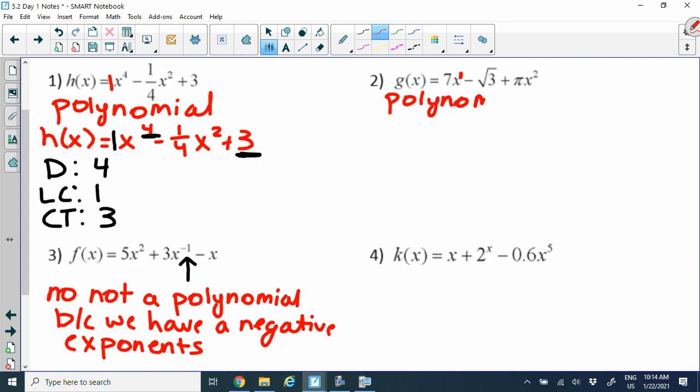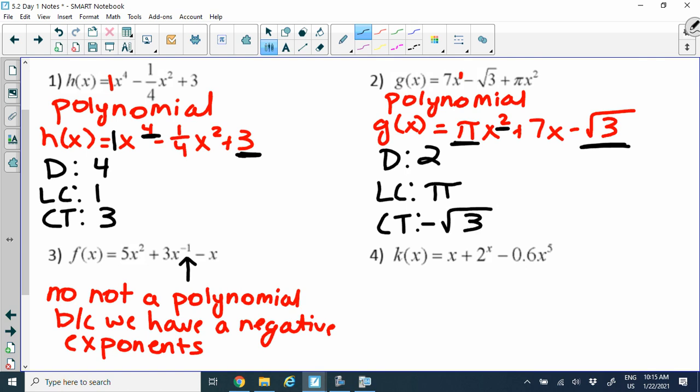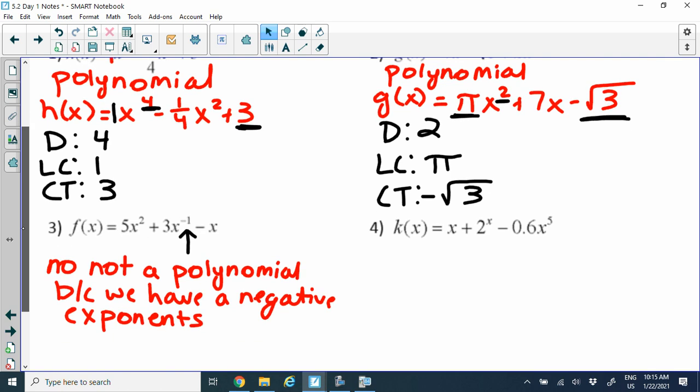So now what we need to do is write this in standard form. We have g of x. So our largest exponent is the x squared. So we have pi x squared, then plus 7x, and then our constant is negative square root of 3. Okay? So now let's figure out our degree, our leading coefficient, and the constant term. Okay, our largest exponent is a 2, that's the degree. The leading coefficient is pi, and then our constant term, the one without a variable, is negative square root of 3.